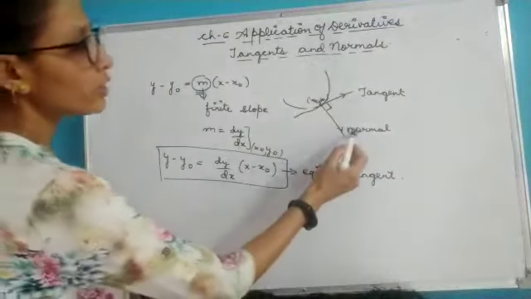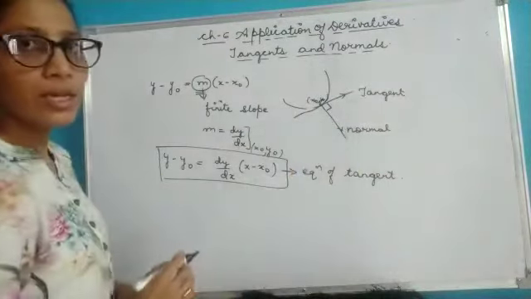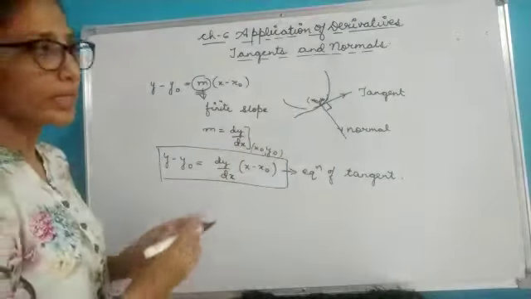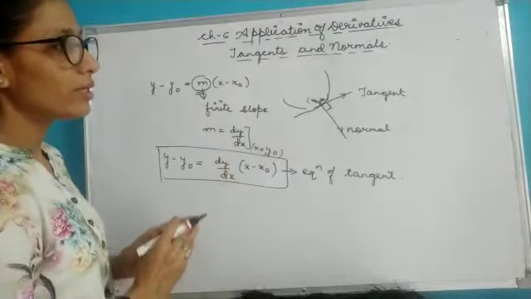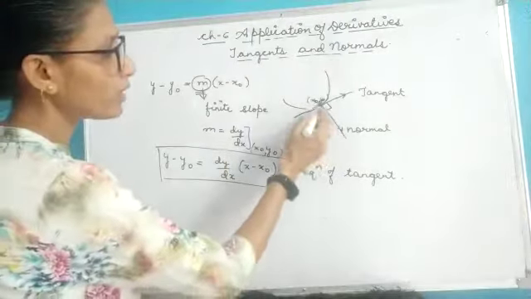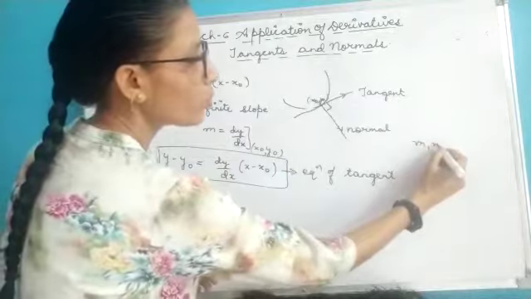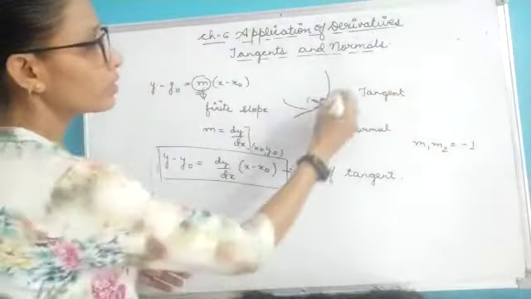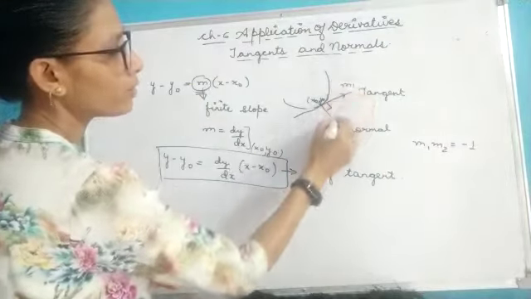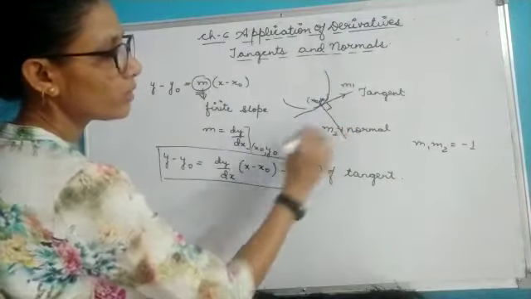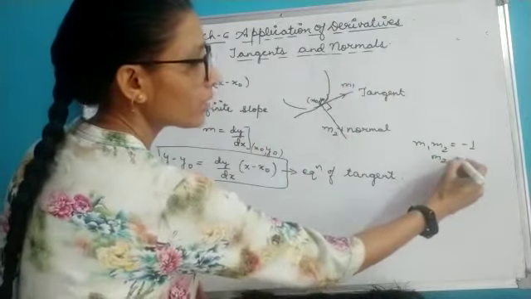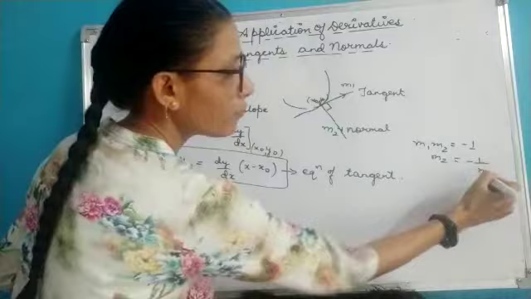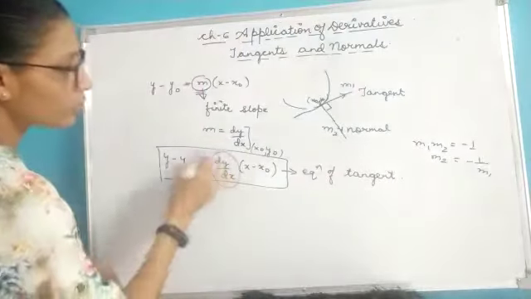Now children, you see the normal is perpendicular to this line, that means the product of their slopes should be equal to -1, as you have read in class 11th in straight lines, that if two lines are perpendicular, then the product of the slopes of these two lines will always be equal to -1. Say the slope of tangent is m1 and the slope of normal is m2, then I can say the slope of normal will be -1 by m1. What is your m1? This is your m1.